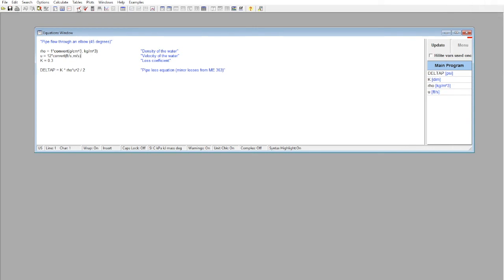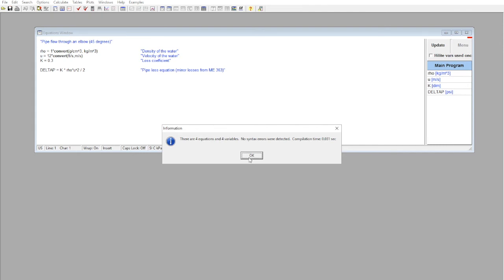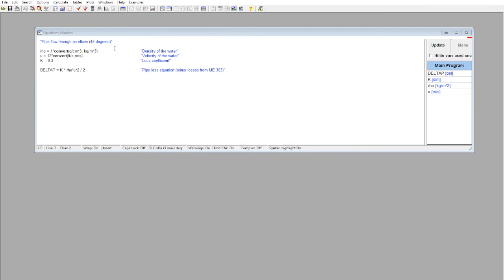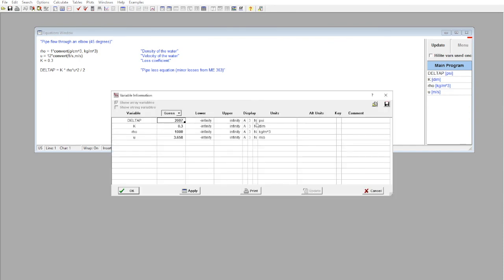All right, let's check that. 4 equations and 4 variables, that's still good. Check my units. Still, I know why. PSI. I don't want it in PSI. Well, I do want it in PSI, but the problem is I want to work in SI units. All right, so I know how to fix that. So I'm going to go here, and I want the delta pressure that I calculate, actually, the standard unit of pressure in SI units is a Pascal. Okay, let's try that.